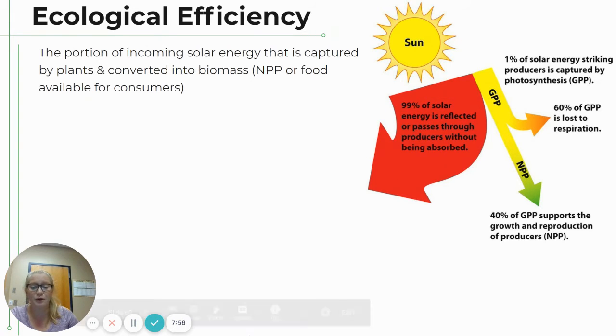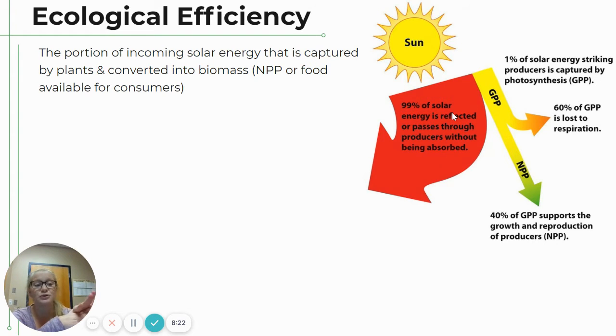So what this diagram is showing is the amount of sunlight that's coming. 100% of the sunlight is coming down to Earth, right? 99% of the energy is reflected or passes through the producer without being absorbed. That means 99% of the sunlight is not being absorbed by the plant. Not all the sun that hits the plant is necessarily absorbed by it, and 99% of it just bounces off and isn't used.